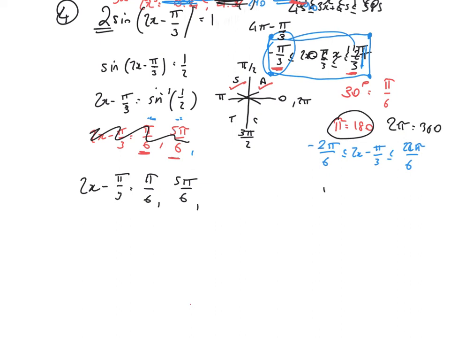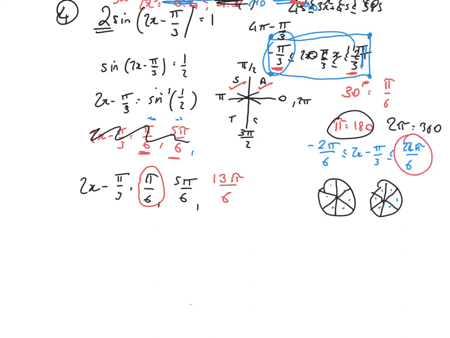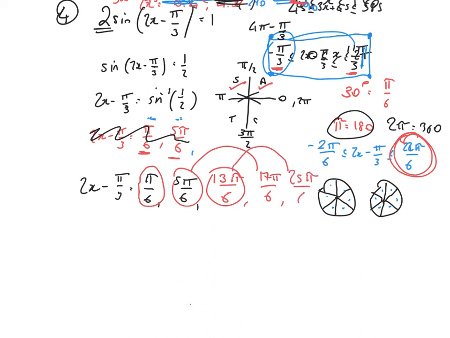Okay, now if you think about 2 pizzas and you split those pizzas into sixths, what you end up getting at that point is 12 sixths. So I'm going to add on 2 pi, I'm going to keep it as sixths, so I'm adding on 12 sixths. So 1 sixth plus 12 sixths is 13 sixths. Still within range. 5 pi over 6 plus 12 pi over 6, 17 pi over 6. Still within range. 13 pi over 6 plus 12 pi over 6, 25 pi over 6. Okay, now that is outwith the upper limit range.